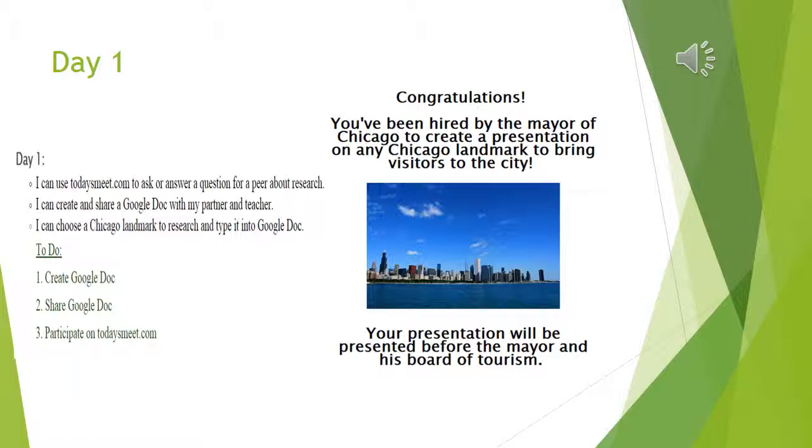After the video, present the scenario and challenge that the students are being commissioned by the Mayor of Chicago to create a tourism presentation about a Chicago landmark to get people to visit the city. Having a challenge or question is the key characteristic to using the project-based learning strategy.